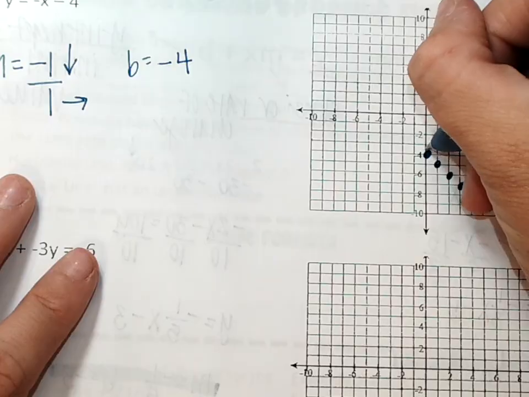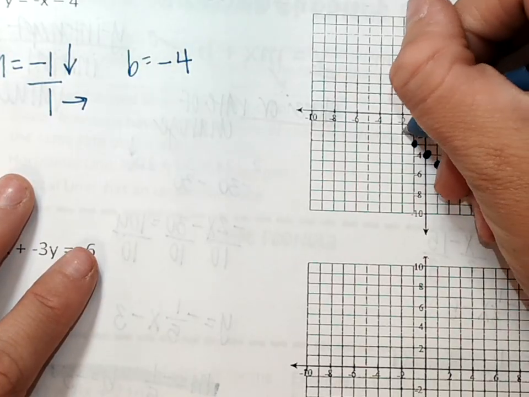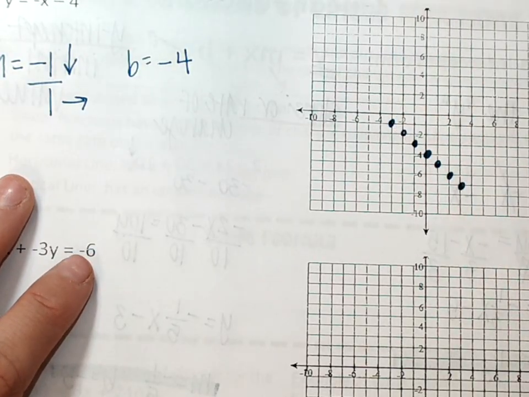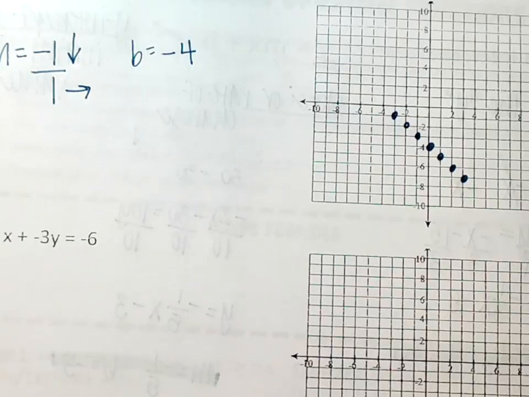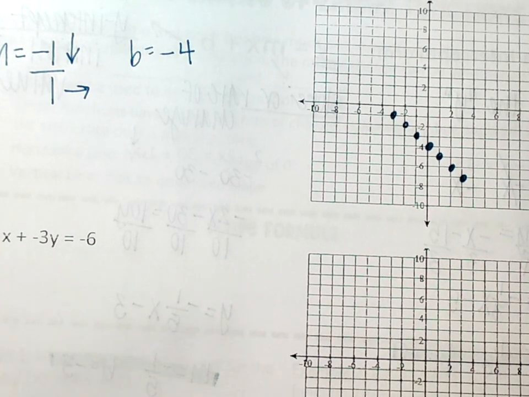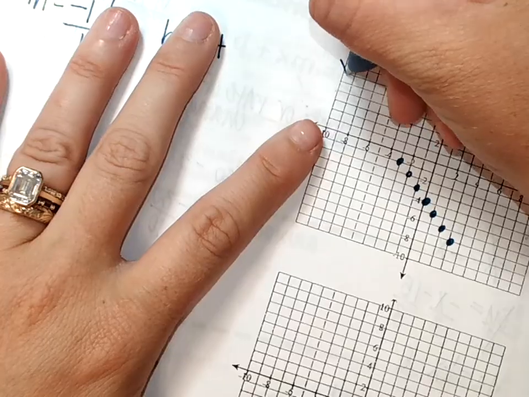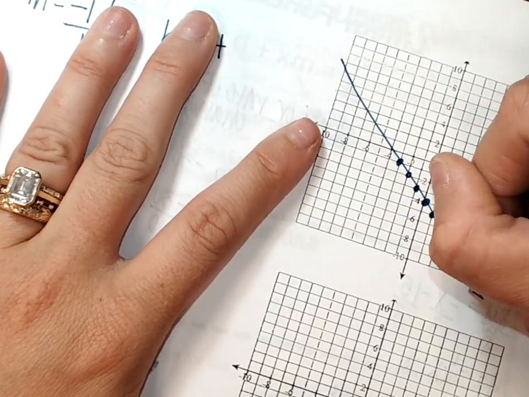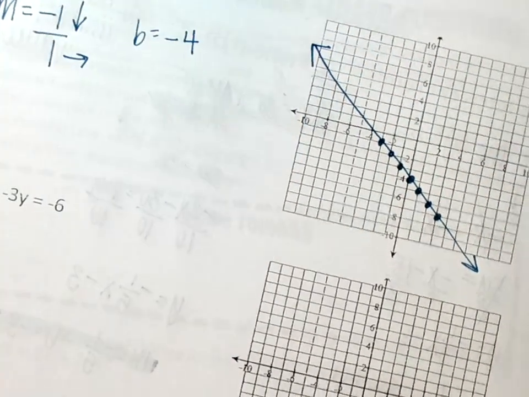Then if I want to go up, it's up 1, left 1. Up 1, left 1, okay? We graph from the y-intercept, and then we move with the slope. Okay? So then, again, it doesn't have to be perfect, but you should connect those points with a line, and it should look something like this.